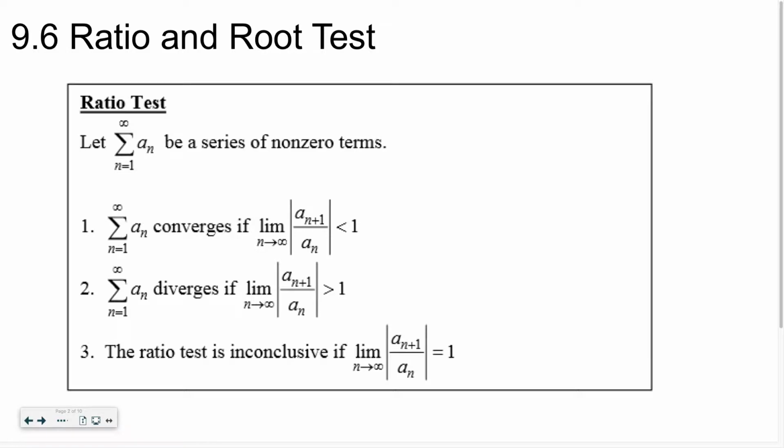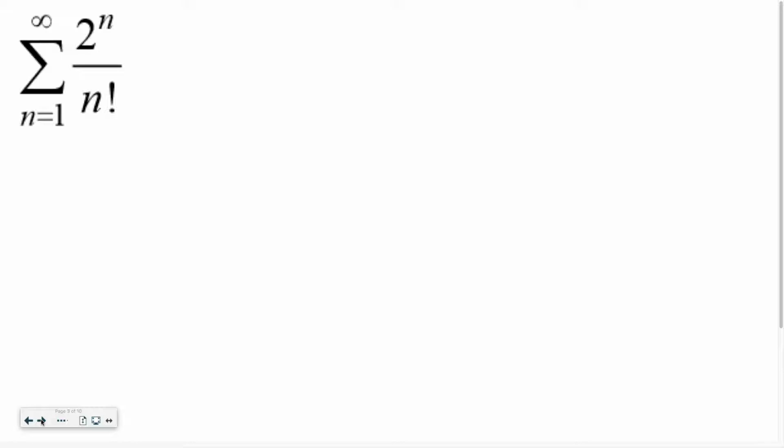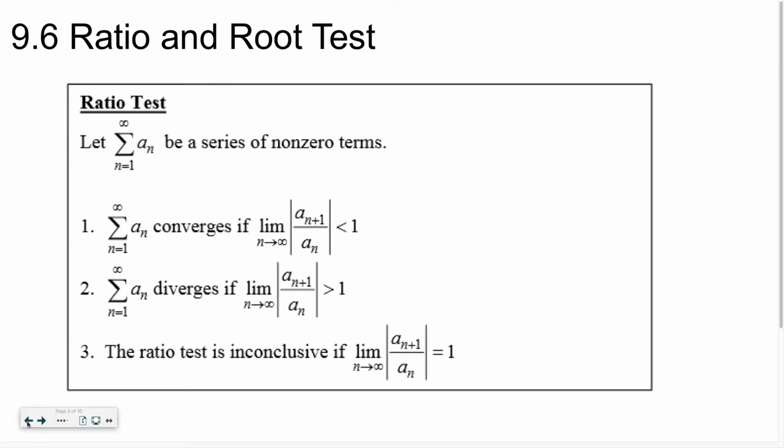Because looking at the ratio of the n plus 1 and the n term, natural log is not going to look real nice there. What if it's a negative number? Negative is less than 1. However, it's not going to be. Why? Absolute value.